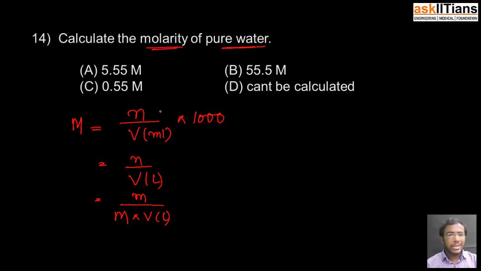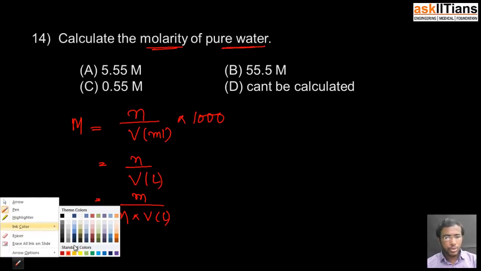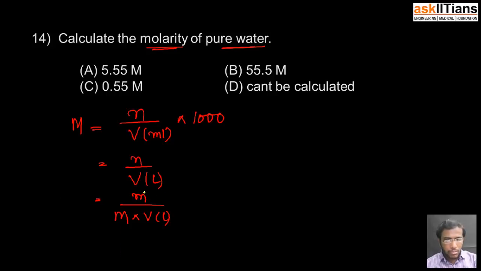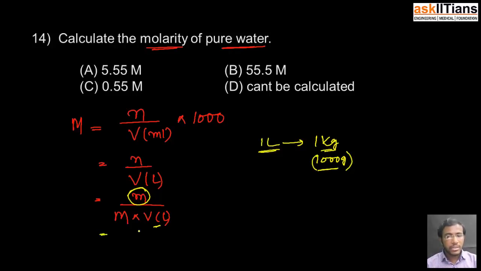So I want to calculate the molarity of pure water, if no impurities are there in it. So what is the mass of water? Here you can take 1 liter of water, for example, and since the density is equal to 1, 1 liter of water weighs 1 kg, that is 1000 grams. So the mass of 1 liter of water is 1000 grams.